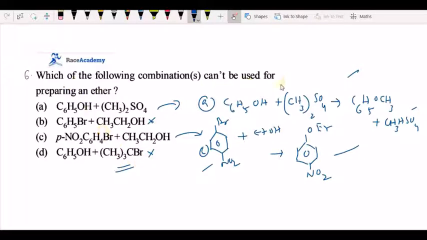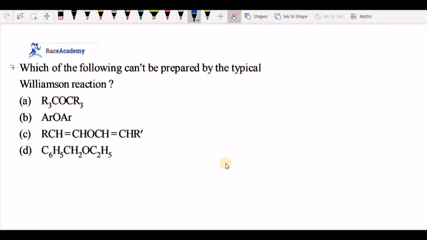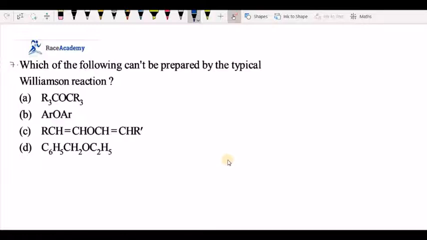So which of the following combinations cannot be used for preparing an ether? That is nothing but B and D are not possible. A and C are possible. So the right option for this question is B and D. Let us move to the next question.